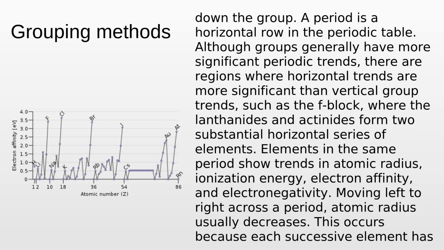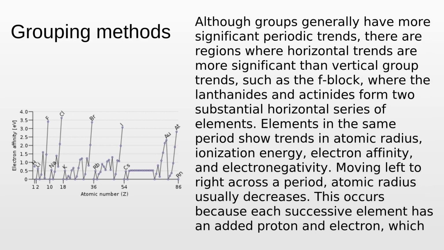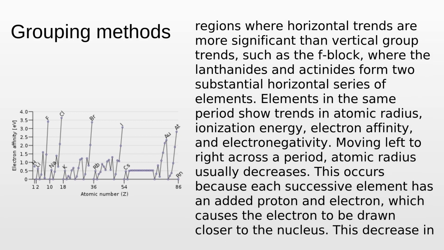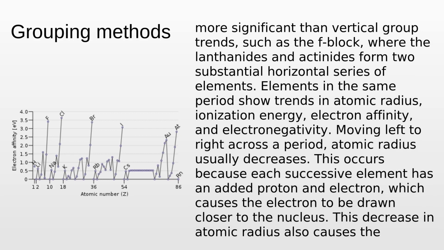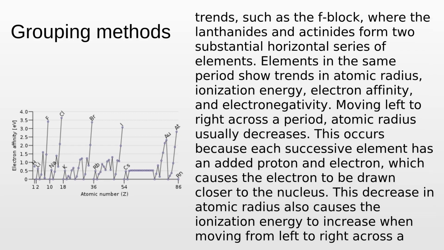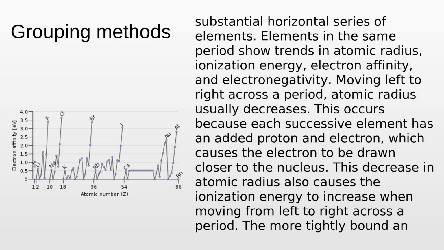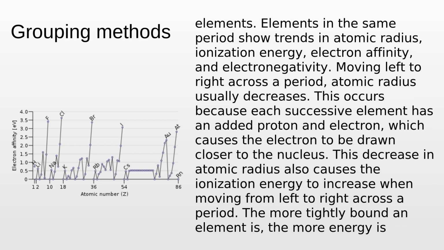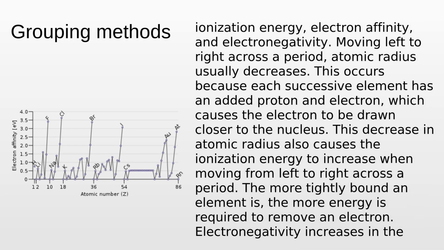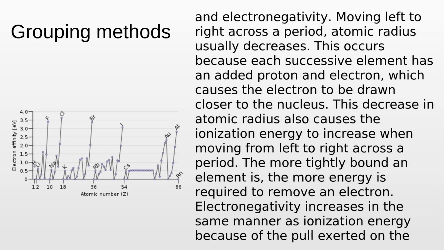A period is a horizontal row in the periodic table. Although groups generally have more significant periodic trends, there are regions where horizontal trends are more significant than vertical group trends, such as the f-block, where the lanthanides and actinides form two substantial horizontal series of elements. Elements in the same period show trends in atomic radius, ionization energy, electron affinity, and electronegativity.